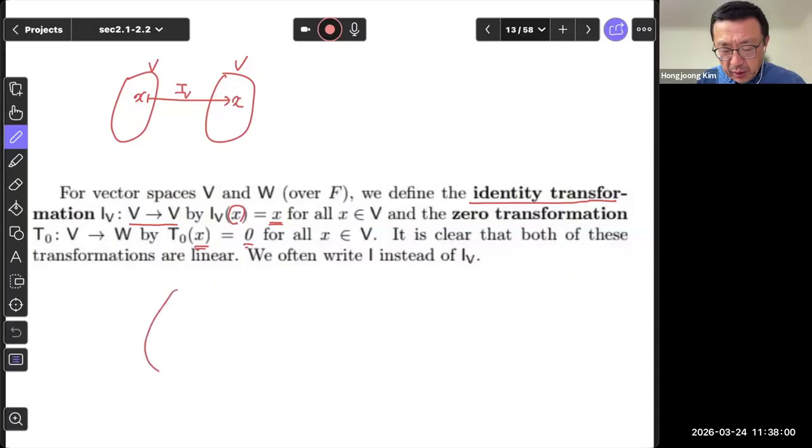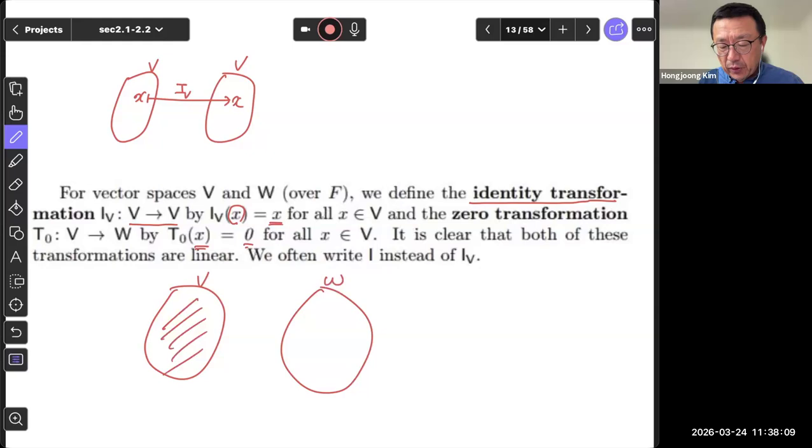But sometimes I can consider a mapping from V to W, which maps every vector in V to the 0 vector in W. Okay, such a mapping will be called the zero transformation, and that is denoted by T naught. So these are some special transformations which are also linear.